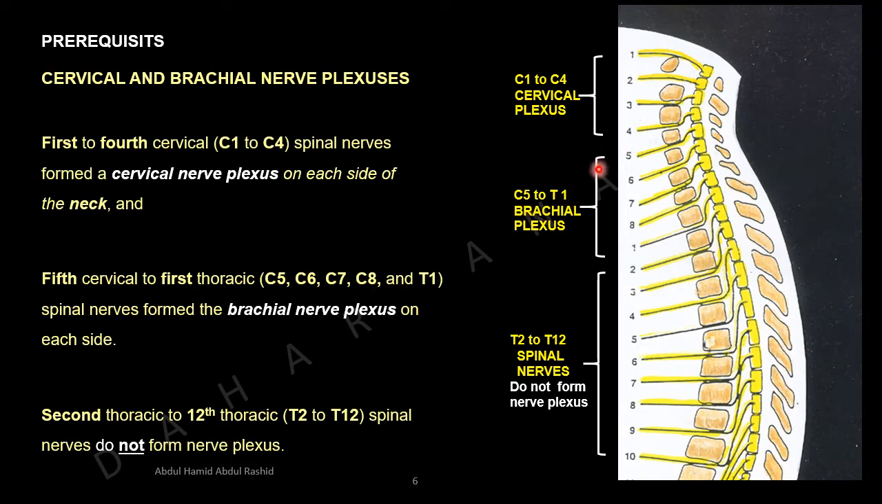So in this place, C5 to T1 will form the brachial plexus. Second thoracic to 12th thoracic, that means T2 to T12 spinal nerves, do not form any nerve plexus. So you will see in this diagram, the cervical nerve plexus, which is formed by the first to fourth cervical nerves. The brachial plexus is formed by C5 to T1 spinal nerves. Below that, from T2 down, the spinal nerves are not forming any plexus.